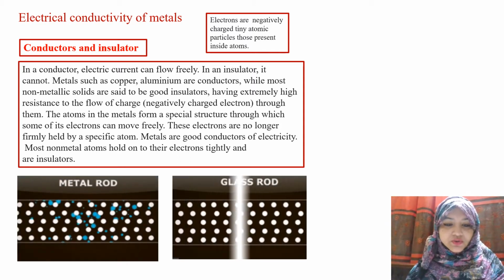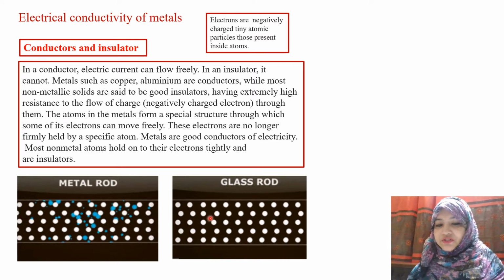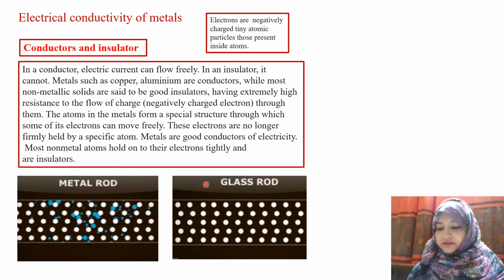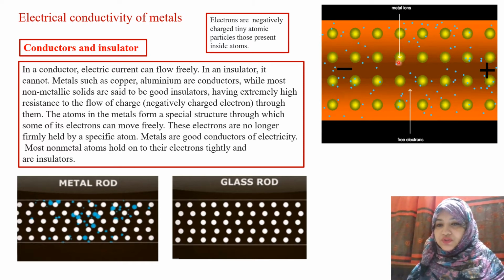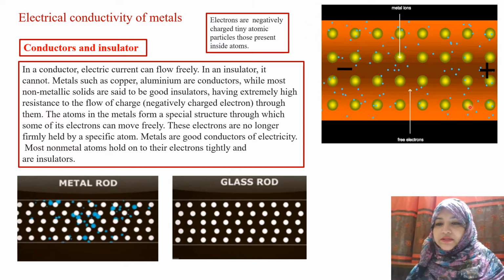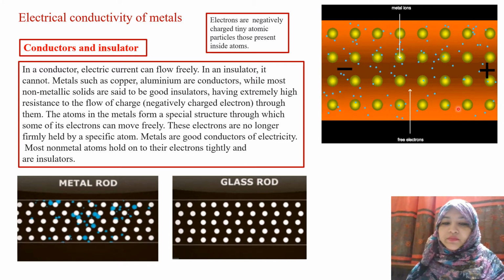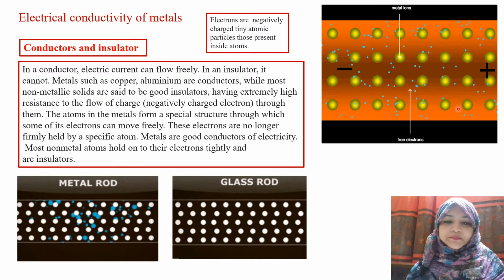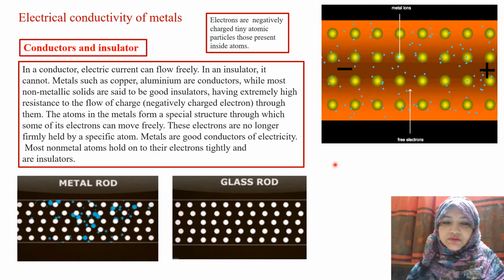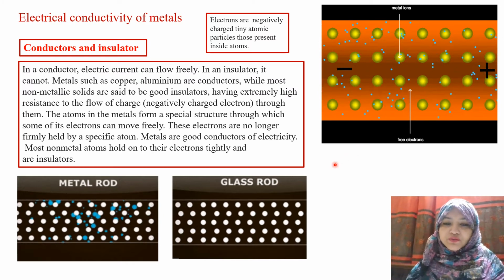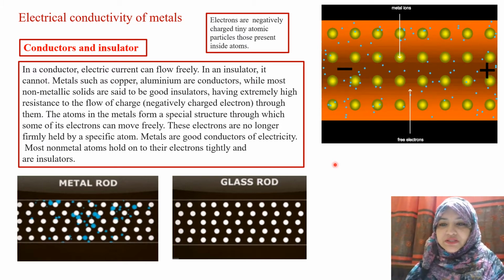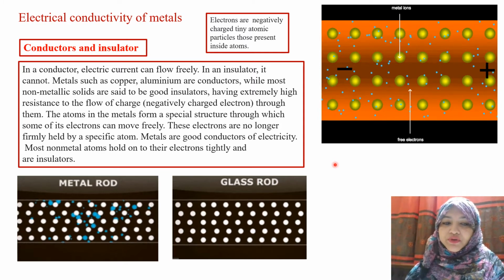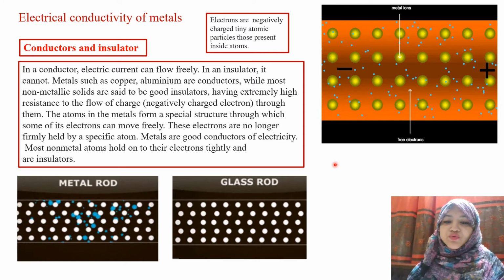Look at these pictures. This is a picture of a metal rod and metal piece, and this is the structure of a glass rod. This also shows the metallic structure of a metal piece. From this structure we can say that the atoms in these metals form a very special type of structure, through which some of its electrons can move freely.